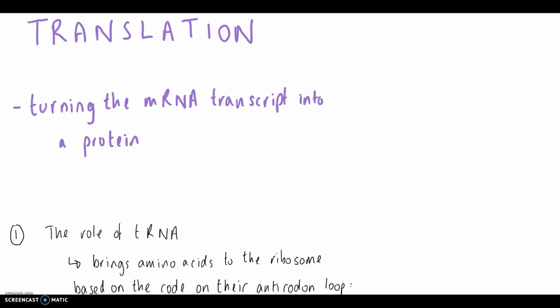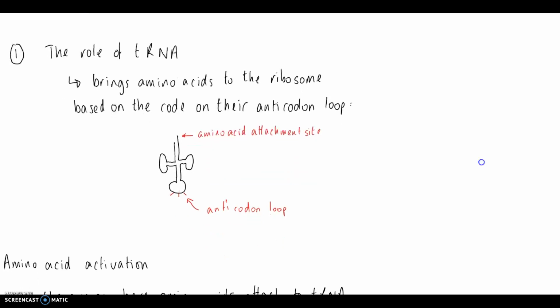In this video, I'm going to try and explain the process of translation, or turning the mRNA transcript into a protein. This is the process which occurs in the cytoplasm after transcription. And first of all, we need to look at the role of tRNA.